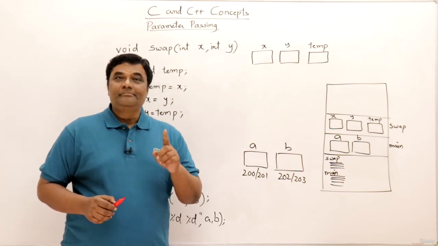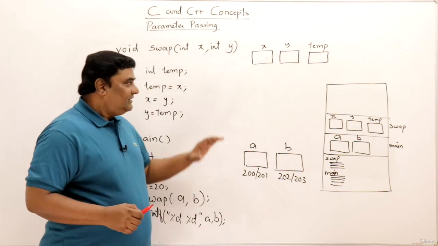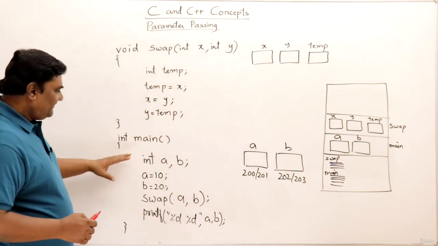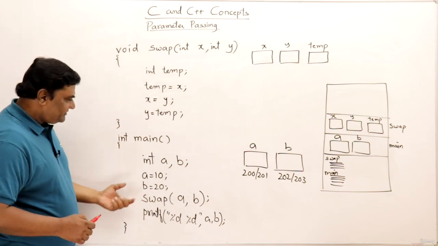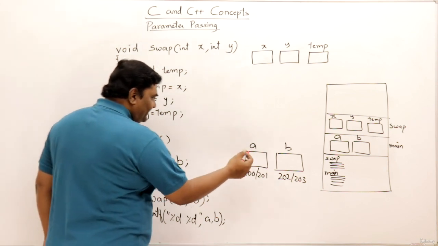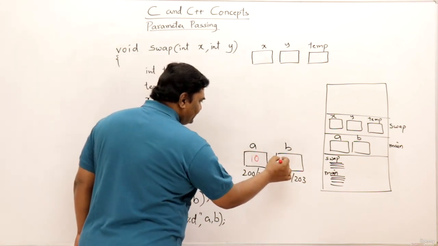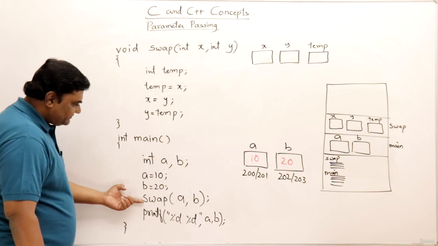So first is pass by value, or call by value. This example is based on call by value. Let me explain the example first of all. This is the main function having variables a and b with values 10 and 20. These are the variables of the main function. Then it is calling the swap function.